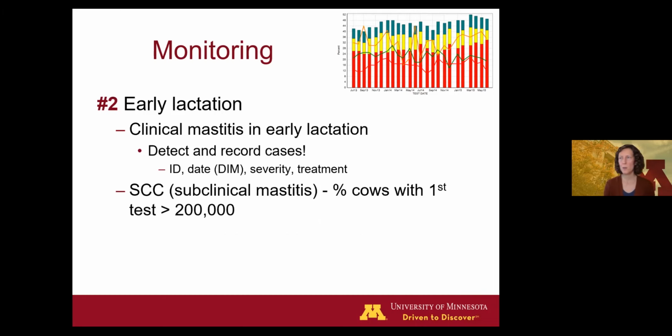The second area that we want to monitor to know that our selective dry cow therapy program is working is the early lactation period. So we want to monitor clinical mastitis and early detection. To do this, we need to accurately and consistently detect and record clinical cases. The other thing that we can look at is the somatic cell count in early lactation. That indicates how many cows are subclinically infected. So we would look at the percentage of cows with the first test greater than 200,000 as an indicator of the proportion of cows that are subclinically infected. And we want to monitor these things over time.